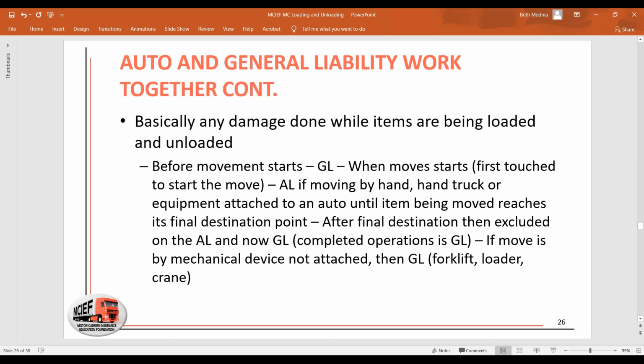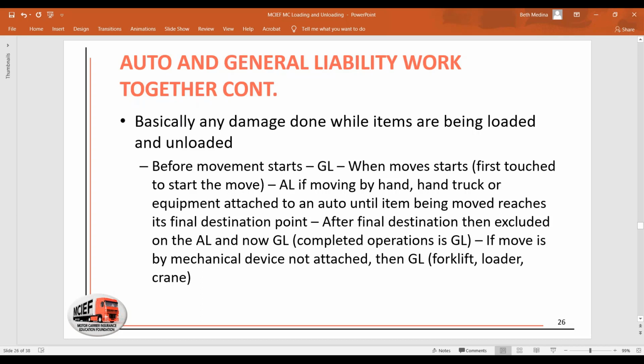So it basically says before movement starts, it's GL, meaning when it's sitting on the dock, somebody trips and falls, or it falls over. When the move starts, with the first touch to start the move by the motor carrier's driver, it's auto if moved by hand truck or equipment attached to the auto, until the item being moved reaches its final destination. At the final destination, it's then excluded on the auto policy, and now GL, the complete operation is GL.